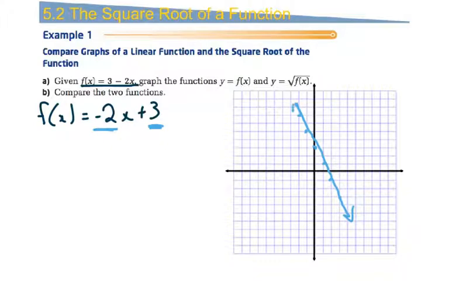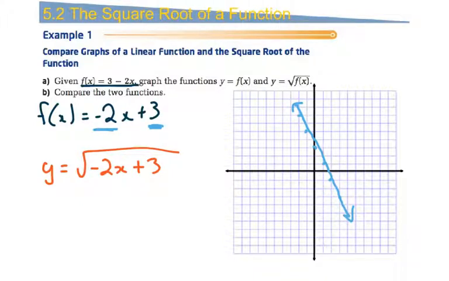Now ideally that's a straight line, but my drawing skills on my iPad are not that great. What we're looking at now is determining the square root of the graph of this function. So that would be y equals the square root of negative 2x plus 3.